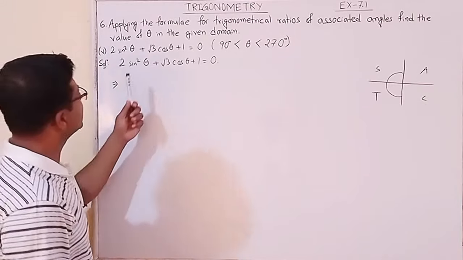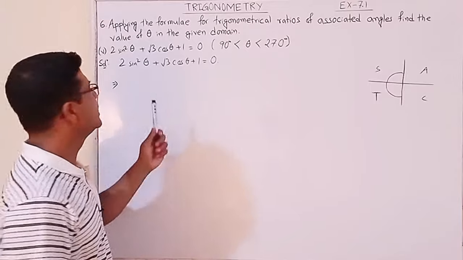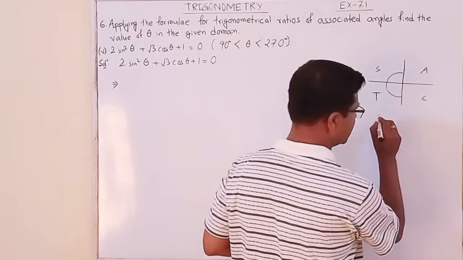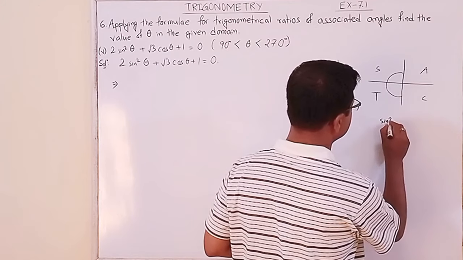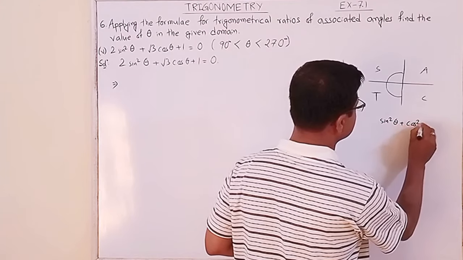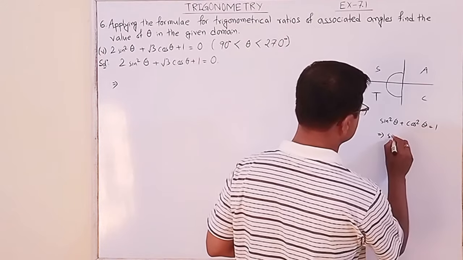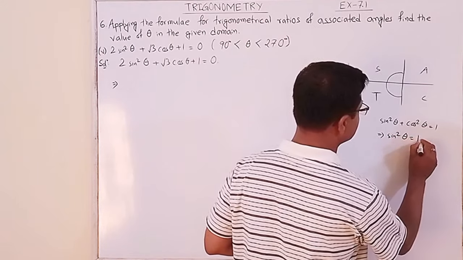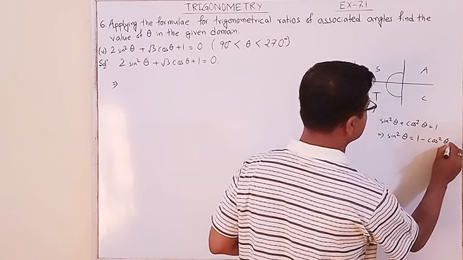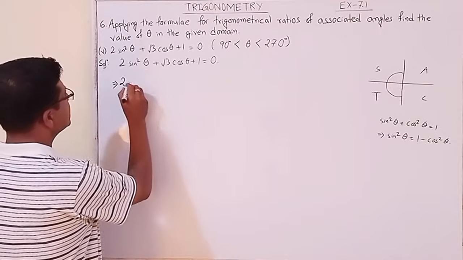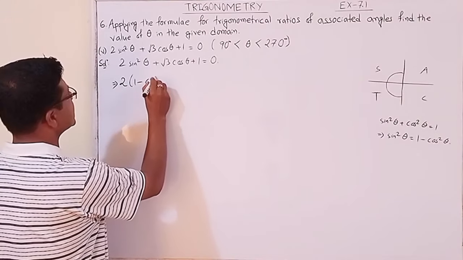At first we shall convert this equation in terms of cos theta. So what is the identity? One identity was there in general mathematics: sin square theta plus cos square theta is equal to 1. So my dear student, what do we need? We need sin square theta. So what is sin square theta? Sin square theta is 1 minus cos square theta. We are going to apply this.